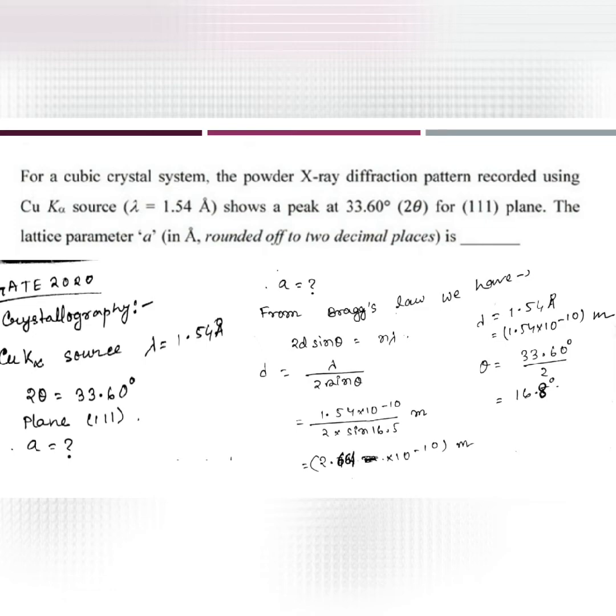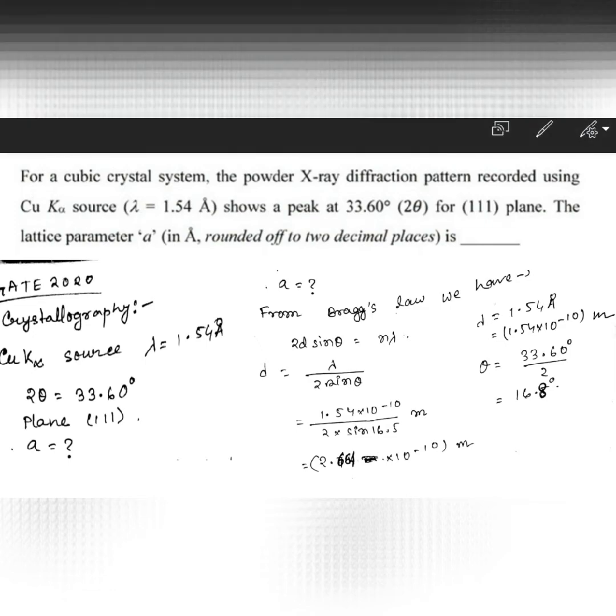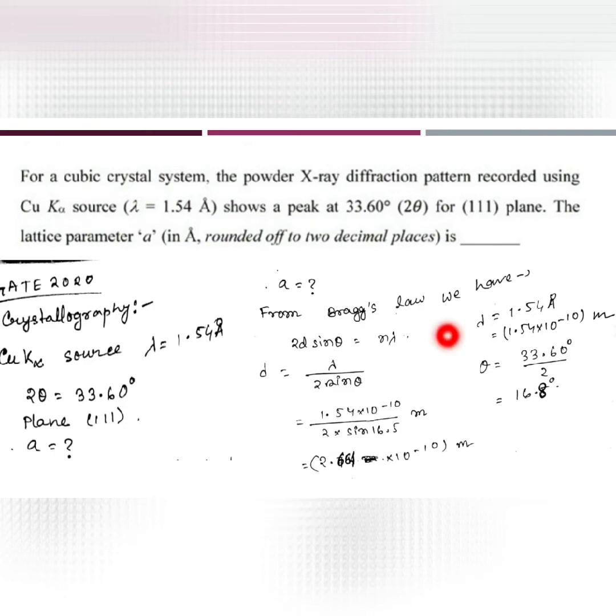Now by putting those values we can get d is equal to 2.664 into 10 to the power minus 10 meter. It may look hazy because of my writing, but it is equal to 2.664 into 10 to the power minus 10 meter, or 2.664 Armstrong, that is the value of d.